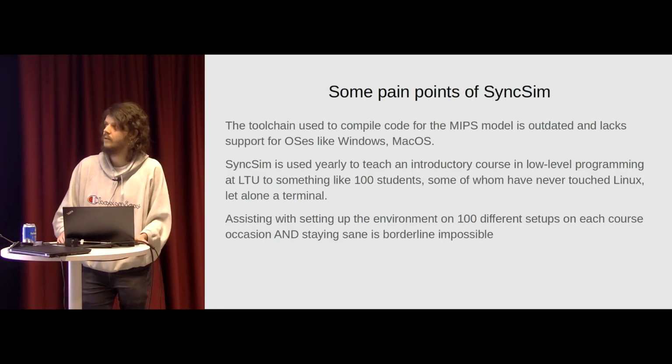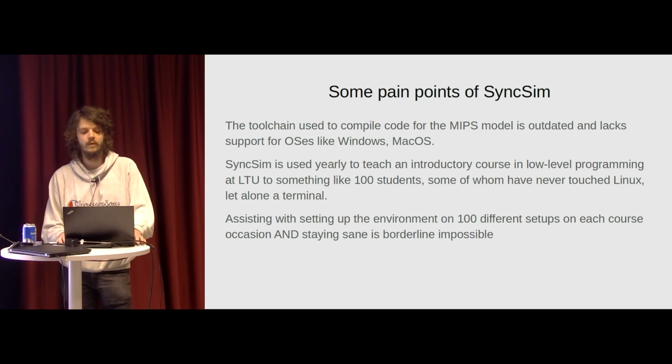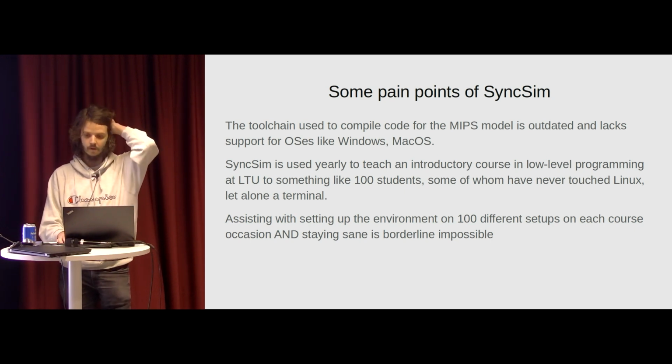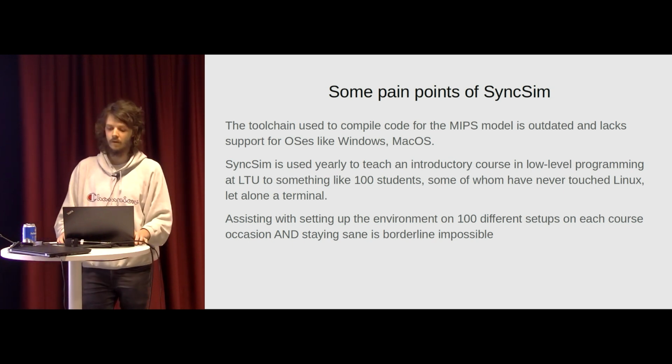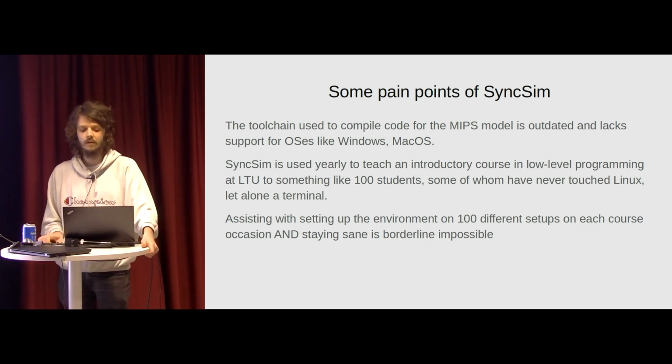Right, so some pain points of SyncRim. Firstly, the toolchain we use to compile code for the MIPS model is an old fork of the MIPS GNU toolchain. So it's outdated and lacks support for operating systems like Windows and Mac OS. And this is important because we use SyncRim for an introductory course in assembly programming at LTU.